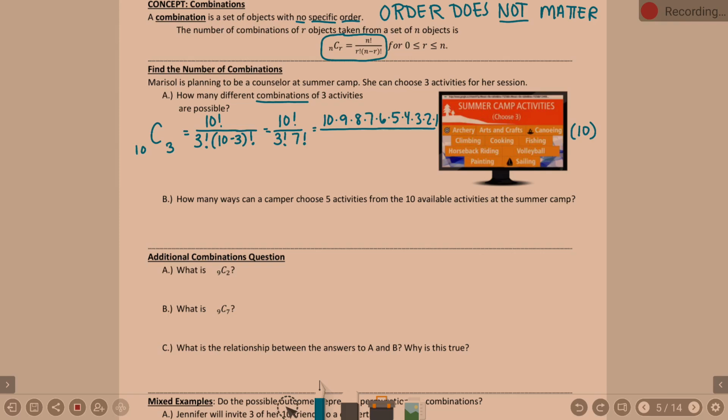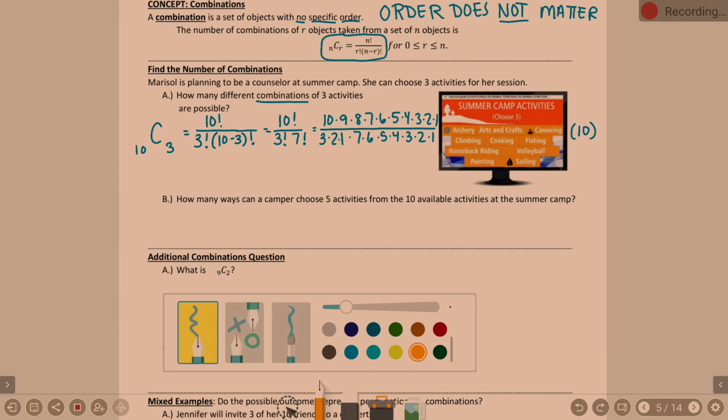3, 2, 1. 3 times 2 times 1. 7 factorial means what? 7, 6, 5, 4, 3, 2, 1. Okay. 7, 6, 5, 4, 3, 2, 1. Can we just cross out 7, 6, 5, 4, 3, 2, 1? Okay. And yeah, let's talk about what can we cancel.